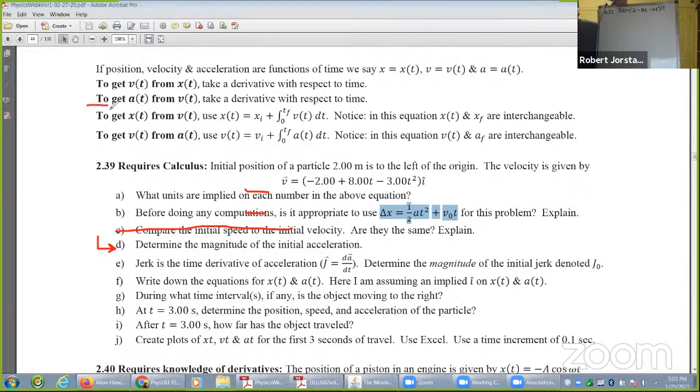So that's right here. I think you could do this. We could take the derivative. You could do that. And then it says initial. So then you have to remember to plug in t equals 0. And then we would get it, right?